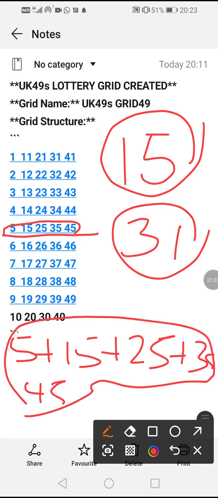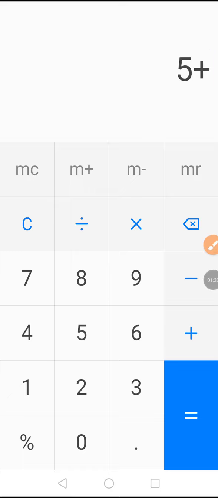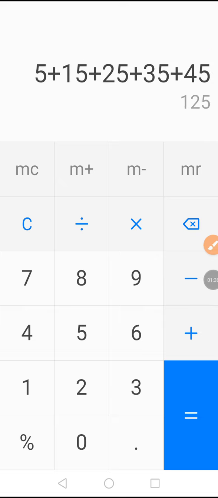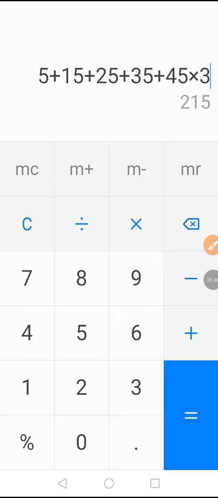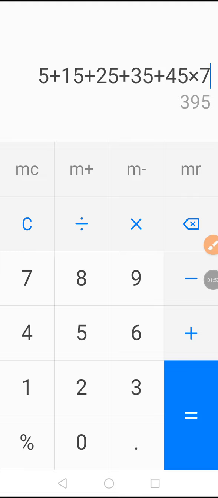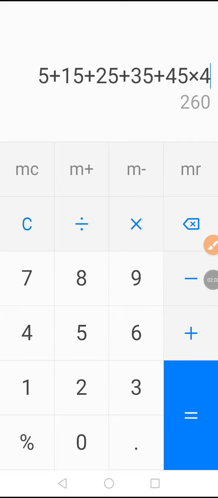Let's check how much you're going to get from there on the calculator before we go any further. We go to the calculator and say 5 plus 15 plus 25 plus 35 plus 45. We get 125. And then we're going to multiply that number by the date. Do we multiply by the date or by 7? I forgot. Let me just cross-check. Do we multiply by the date or by 25, or do we use 49? I need an accurate thing here.